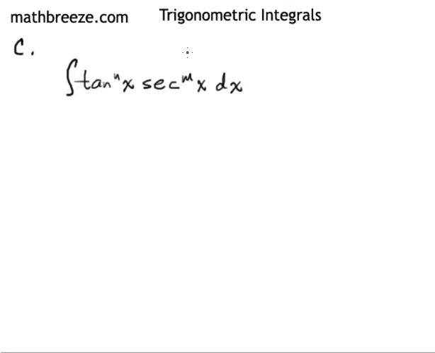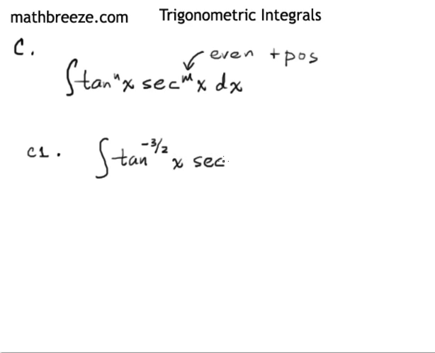The next type of integral that we're going to examine is an integral with powers of tan x and secant x, where the power of secant x, m, must be even and positive. Okay, so let's look at an example. Here's our example: the integral of tangent to the minus 3/2 x times secant x to the power 4.